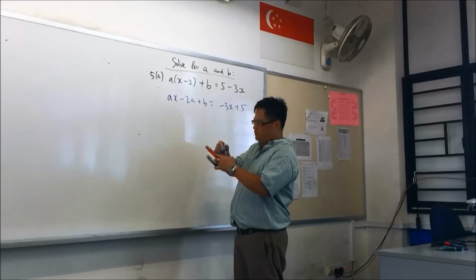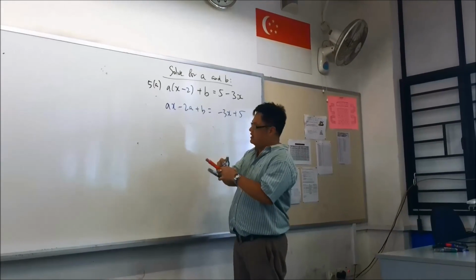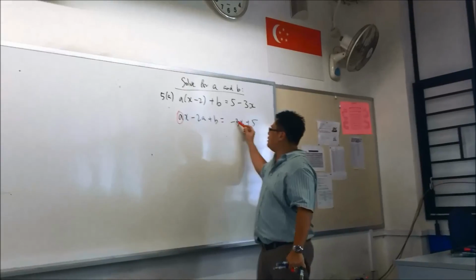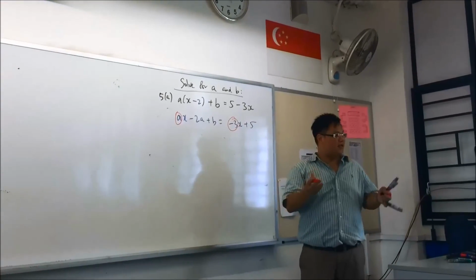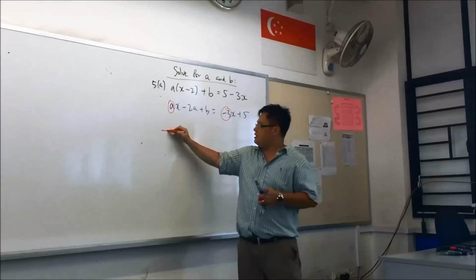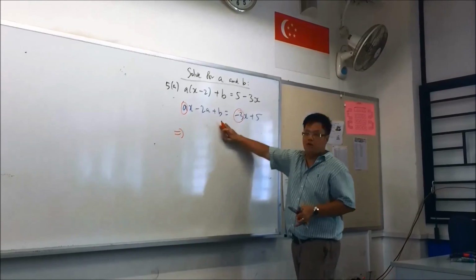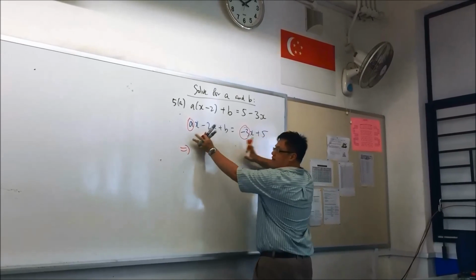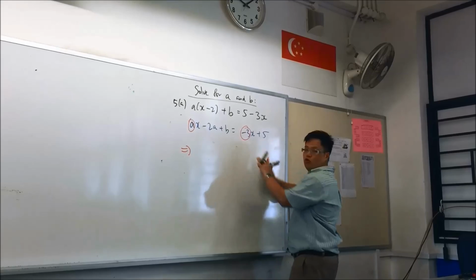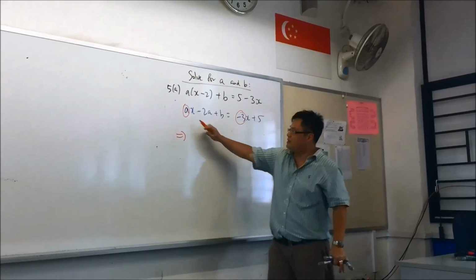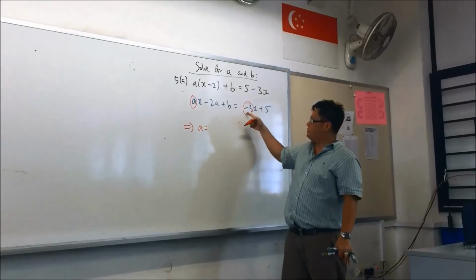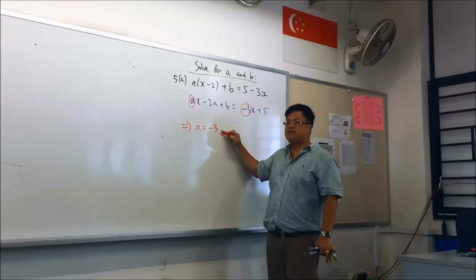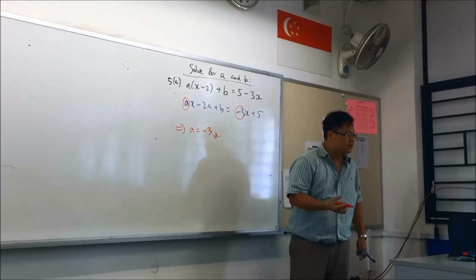So over here, if you take a look, the coefficient of x must be equal to the coefficient of x. See, this holds true, left hand side equals right hand side, holds true for all values of x. That means the coefficient of x must be equal to the coefficient of x. So a is minus 3. Okay, a is negative 3.